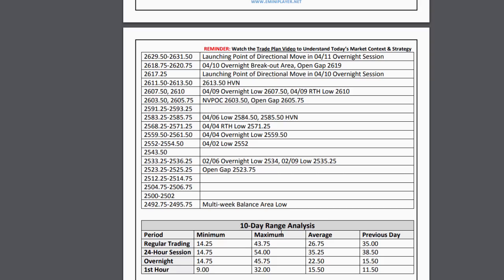For example, right now you can see that on the regular trading hours session, the minimum range we've seen over the last 10 days is 14.25 points, the maximum is 43.75, and the average is 26.75. So using this average range, we can get an idea on how big of a target is realistic.